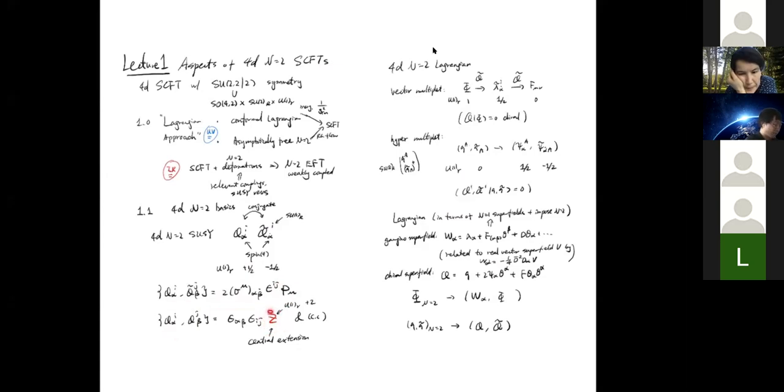This central extension will play an important role in the description of the effective theory of the 4D N=2 superconformal field theory in the IR. Okay? Here, there's a typo. In this normalization, just because the Q themselves carry U(1)_R charge 1/2, this central charge will carry U(1)_R charge 1, okay? And this will be important.